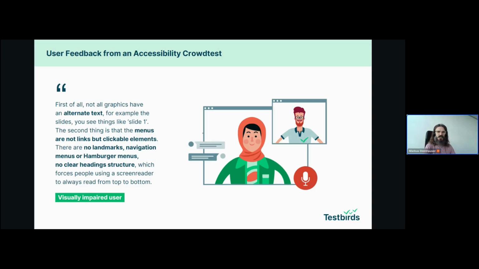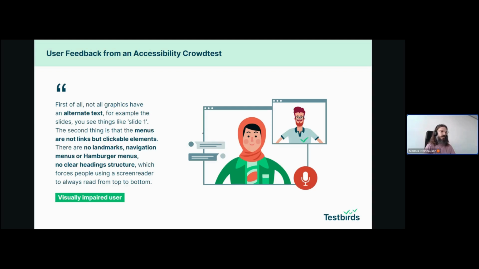So what the user was saying was that, first of all, not all graphics have an alternate text, right? For example, you see things like slide 1, which I wouldn't notice, but people that navigate differently, in this case it was a blind tester, they just hear slide 1, and that doesn't really help them. And then the second thing is that the menus are not links, but clickable. There are no landmarks, navigation menus, hamburger menus, no clear heading structure.